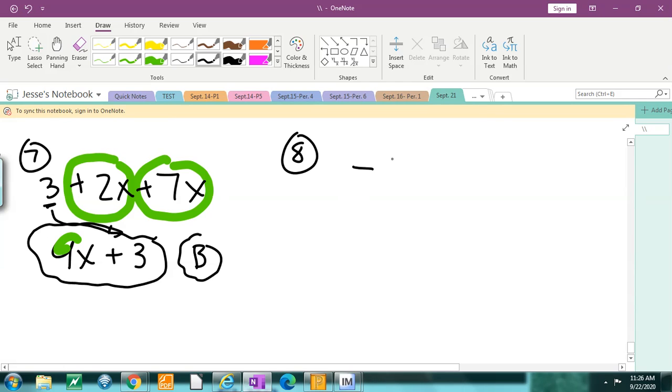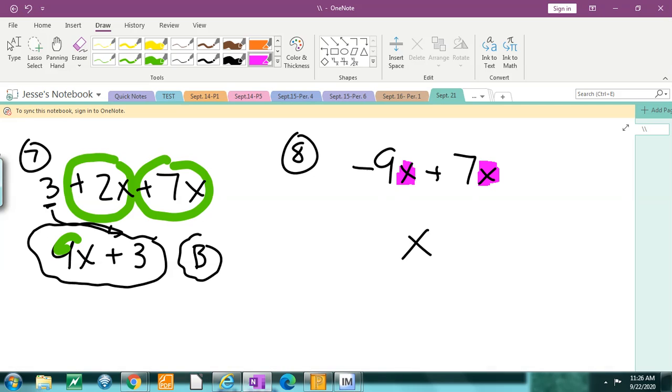Negative 9x plus 7x. Well, they both have x's, so my answer is going to be x, right? You see that? They both have x's. See the x right here? So now let's do the t-chart for the coefficient. So the coefficient, negative 9 plus 7, so it's negative what? Yep, negative 2x. Don't forget the x. And that answer is also B.